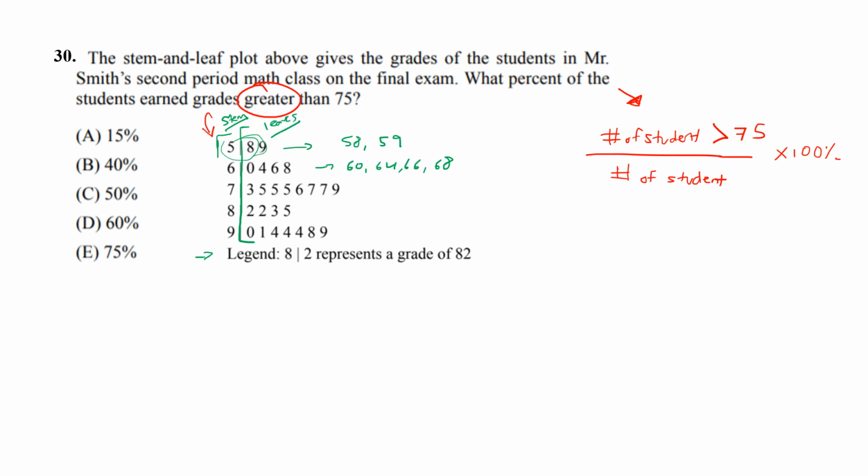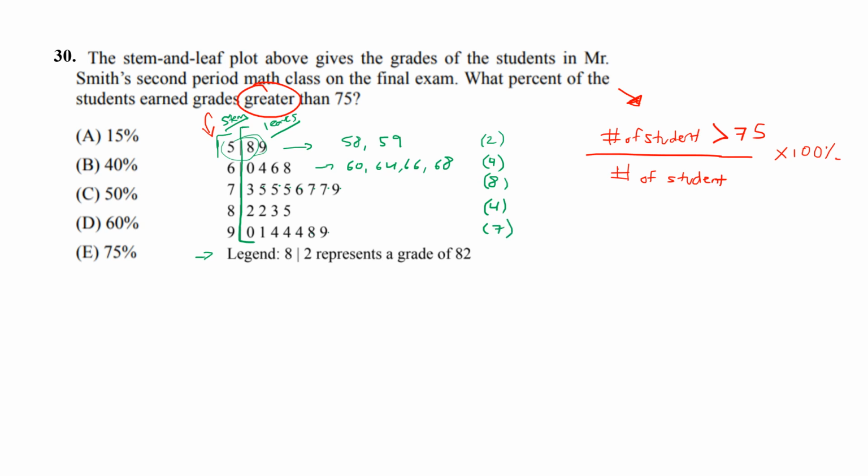So let's do a quick count, okay? In this first one, there's 2. This one, there's 4 leaves. This one, there's 1, 2, 3, 4, 5, 6, 7, 8 leaves. And this one, there's 4. This one, there's 1, 2, 3, 4, 5, 6, 7.